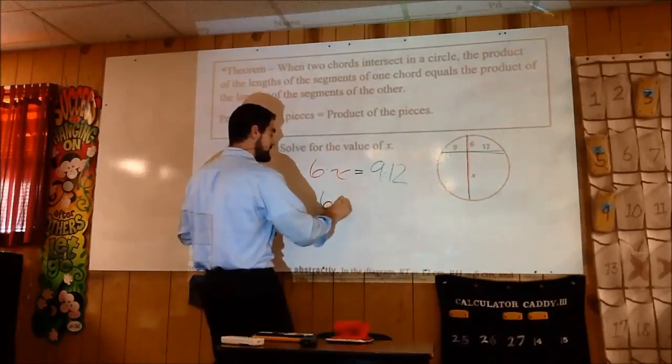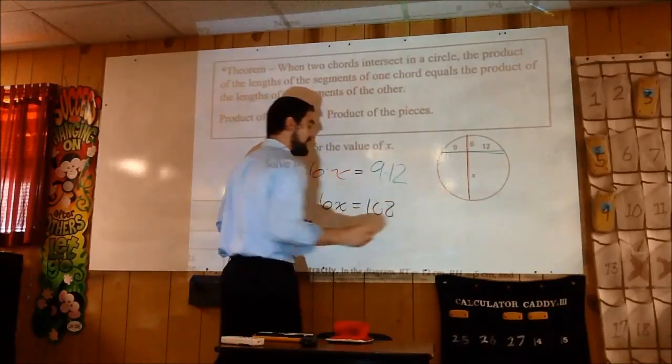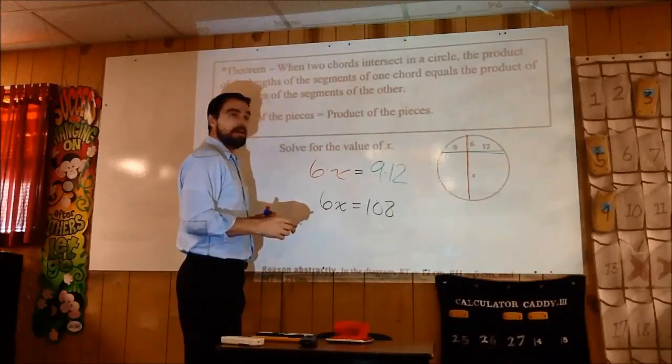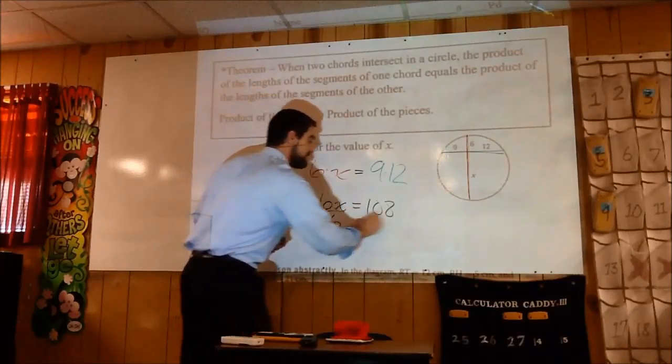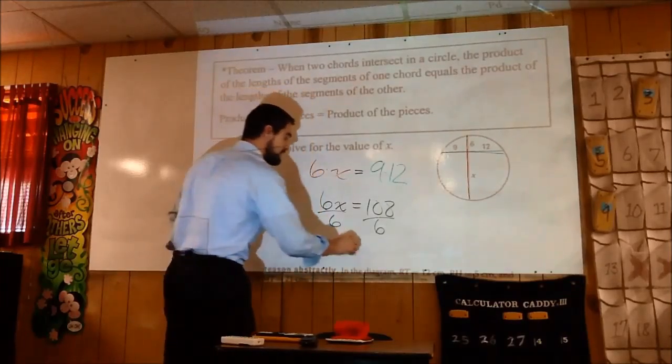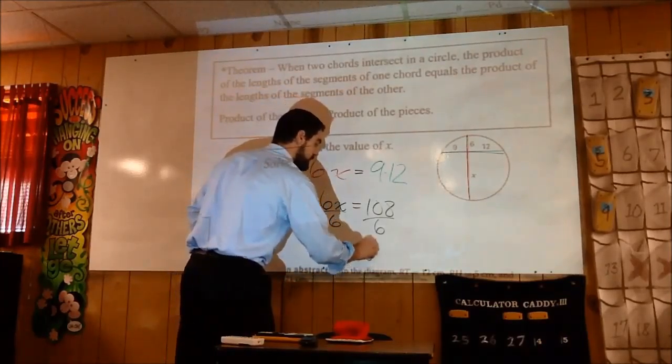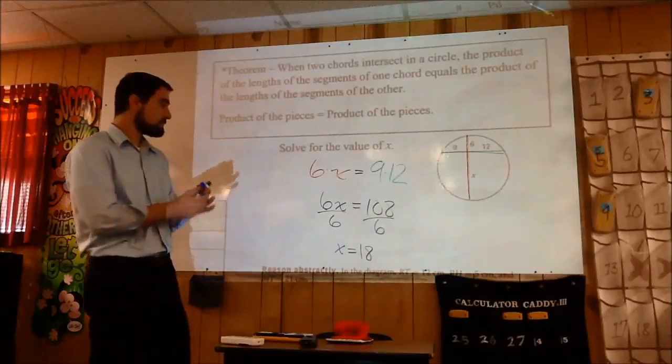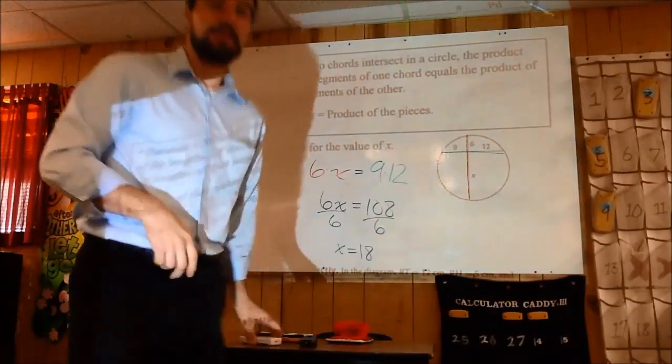So this is 6x equals 108. Divide by 6 on both sides. And we get that x is 18. Product of the pieces equals the product of the pieces.